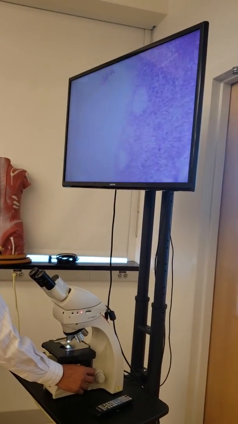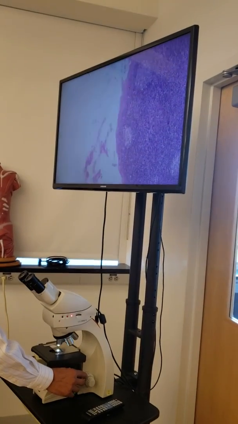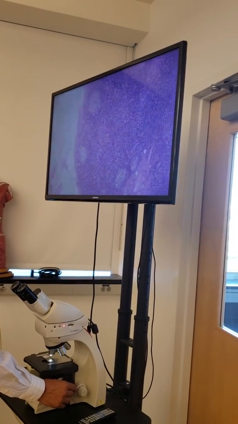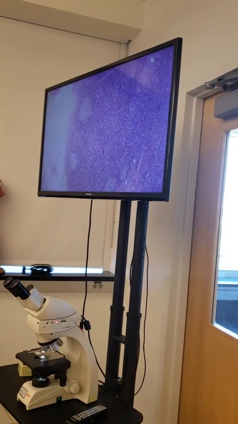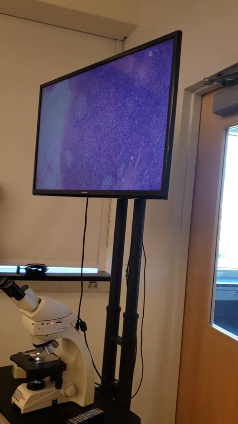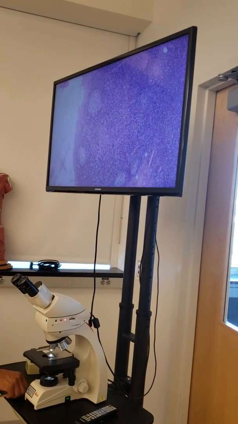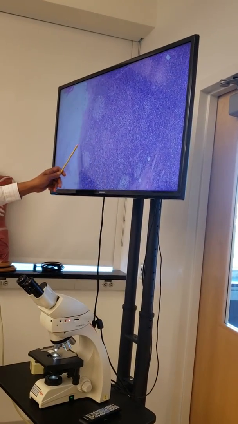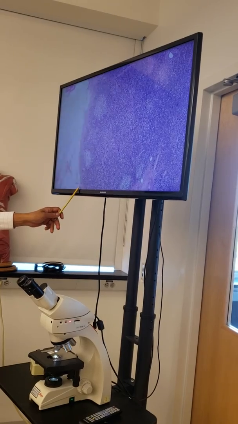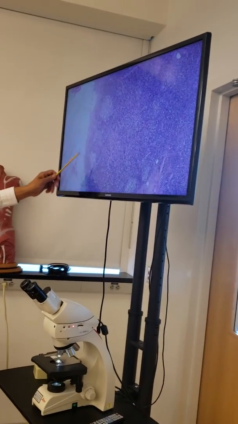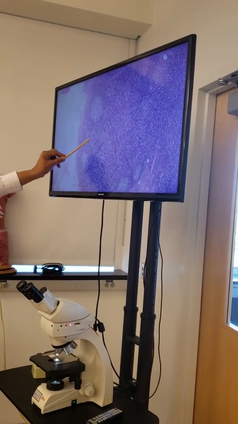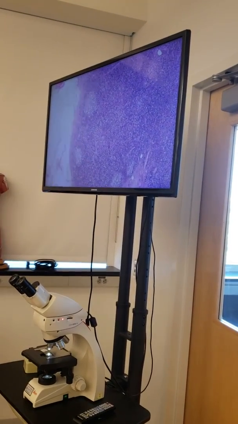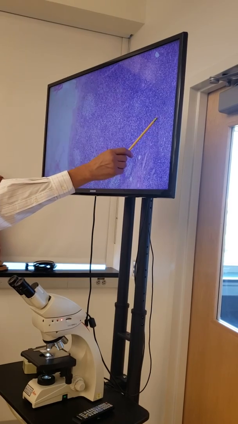I am in the scanning objective, lowest magnification. You can easily tell that this part here is the capsule. Inside the capsule, this outer part is the cortex. And this part here is the medulla.